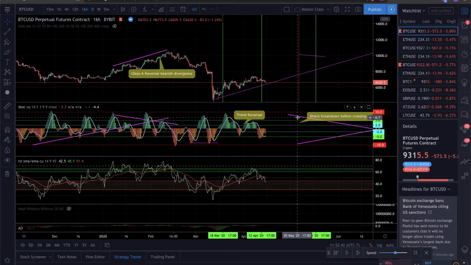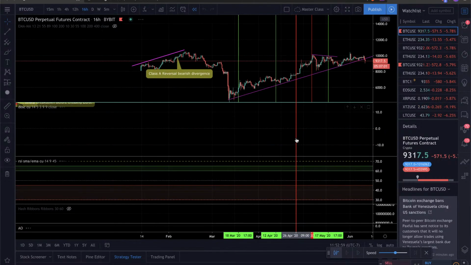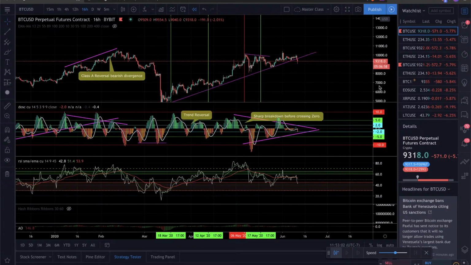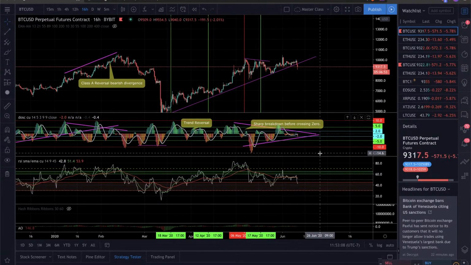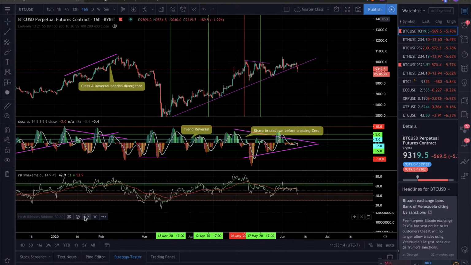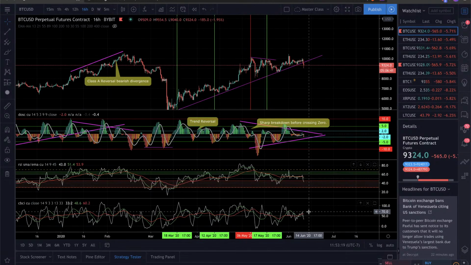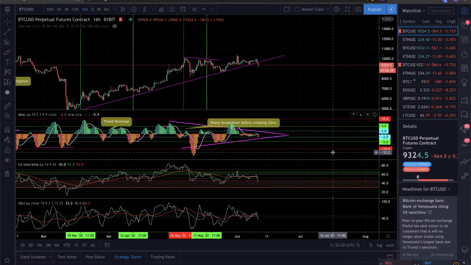Let's see. Olger, where do you think the price will go shortly? Let's see. All right. Take a quick look at that. Let's get rid of these guys. Let's throw CB index back on there.